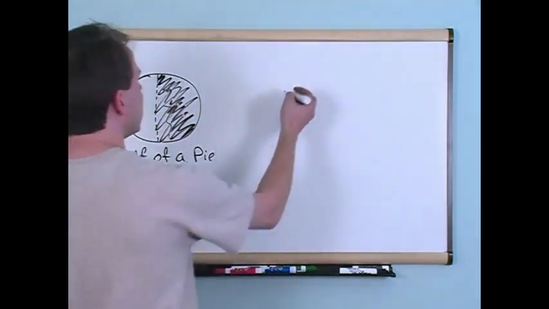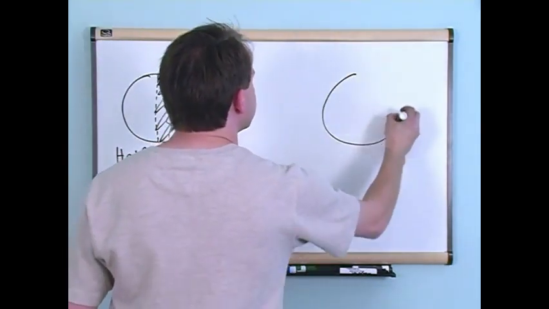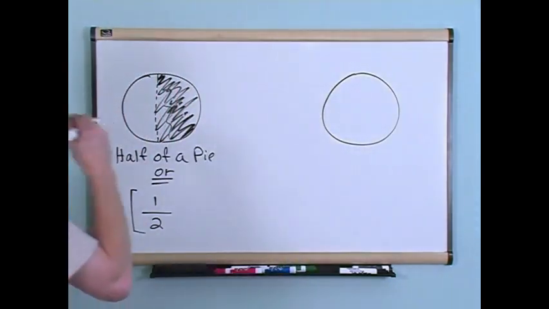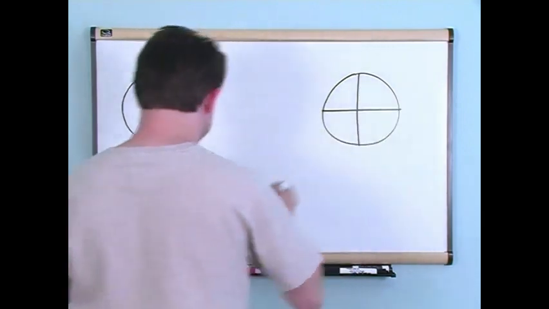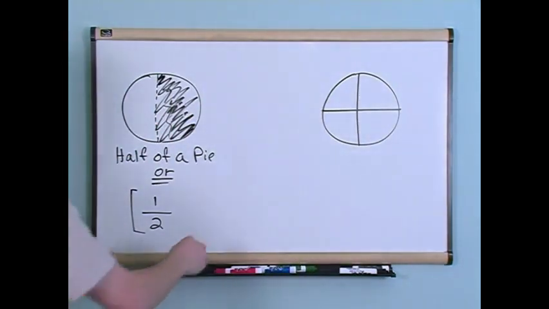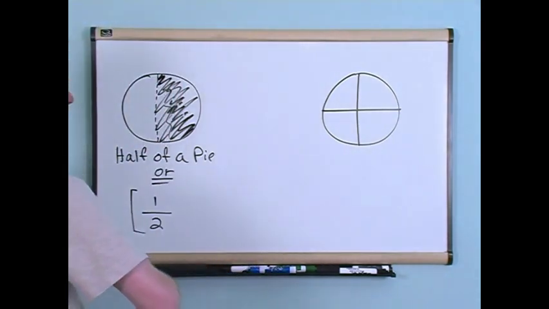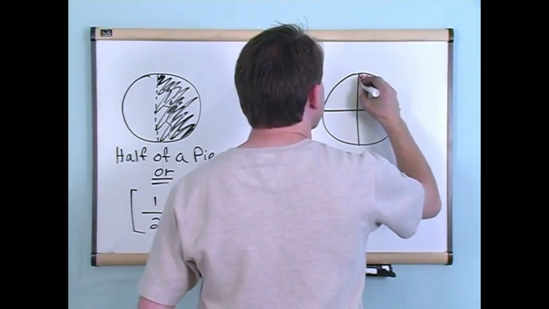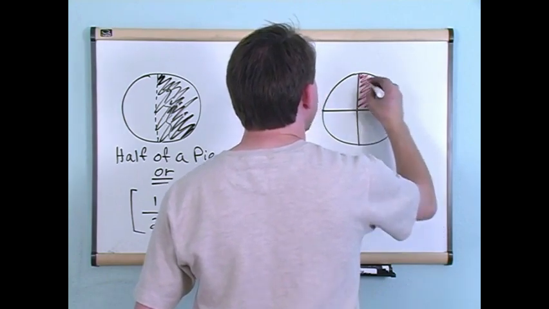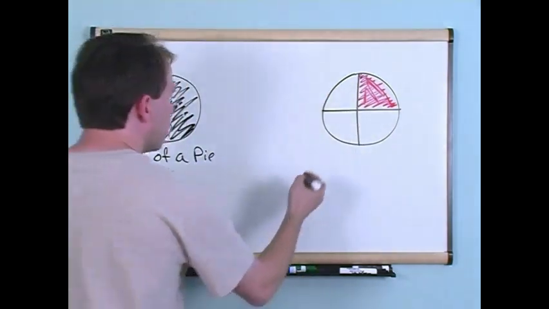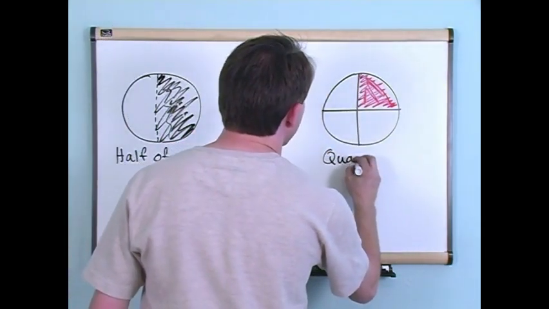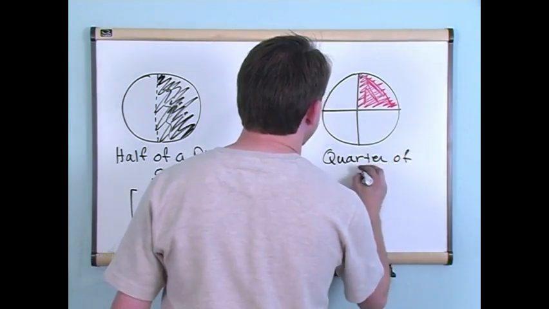Now, what would happen if I took the pie, okay, and what if I cut it up like this? What if I cut it down like this and then across like this? Okay? And let's say I'm going to eat some of this pie. I like pie, okay? So let's say I take this piece here out of the pie tray and I eat it. And that's the only piece that I eat. How much pie have I eaten? That's my question, okay? Well, this is called a quarter of a pie.